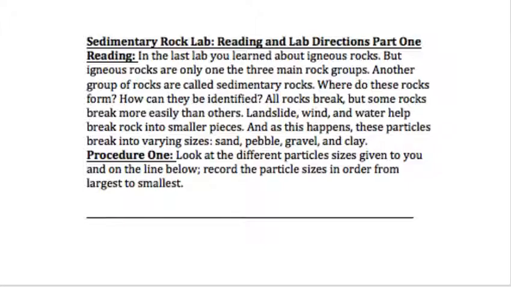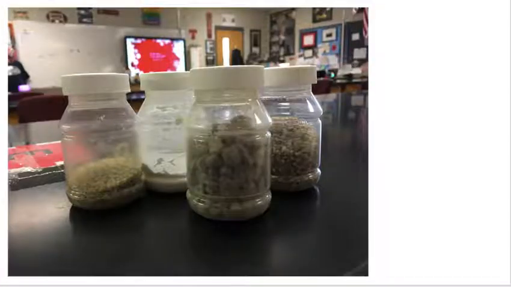Procedure 1. Look at the different particle sizes given to you, and on the line below, record the particle sizes in order from largest to smallest. This is what I'm talking about here. What are the largest particle sizes that you see in these bottles? Which one? Okay? Followed by the next biggest, the next biggest, the next biggest, and so forth. So pause it, put them in order, and let's see if you get it right.